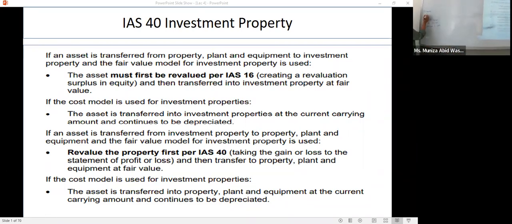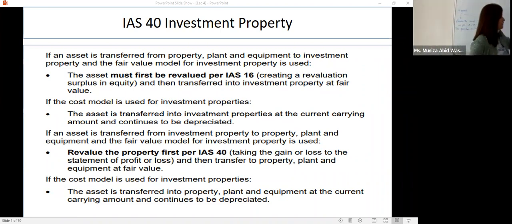So what is the second step? Secondly, transfer the asset at fair value. This is the same as we did over there also. Secondly, we are going to transfer the asset to IAS 16 at its current fair value.